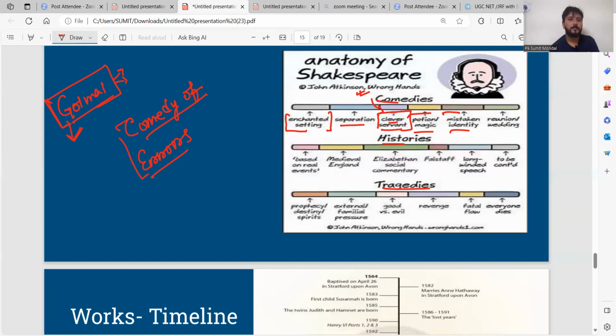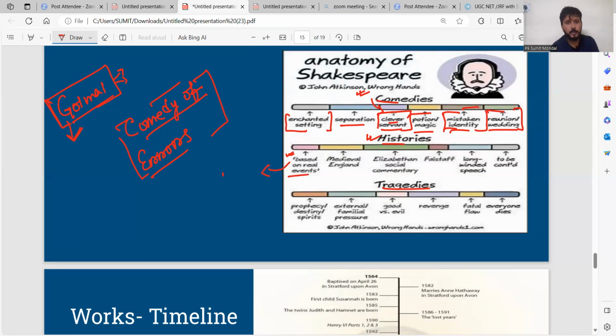Even different Priyadarshan films of Bollywood were based upon mistaken identities. So obviously you can find the beginning of these mistaken identity comedies by Shakespeare. And the reunion and wedding, which was a very prominent and prevalent characteristic of the new comedy, started in France. Histories are based on real events.